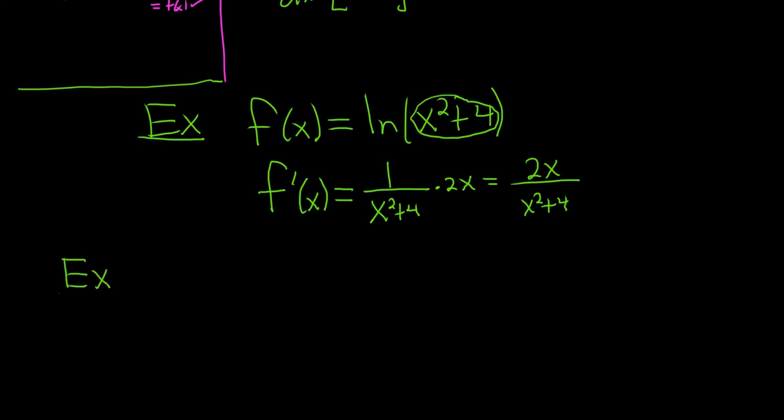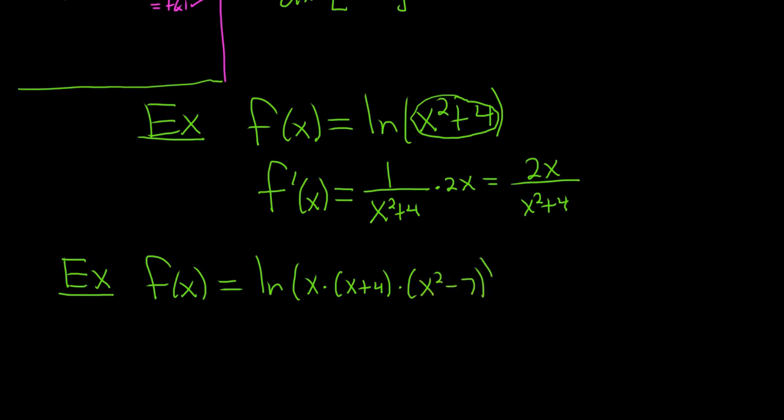Let's do one more so you recall some stuff. Let's say we have f of x equals ln of parentheses x times x plus 4 times x squared minus 7. Okay. And so in this case, if you take the derivative, it's 1 over all of that stuff times the derivative of all of that stuff. That could be a bit of a problem, right? That's a lot of product rules.